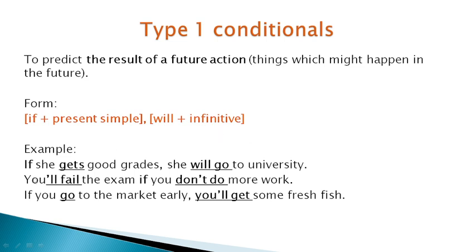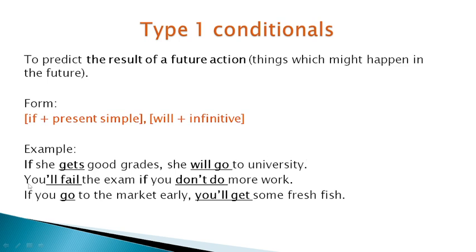For example, if she gets good grades, she will go to university. If she doesn't get good grades, she will not go to university. She feels she will get more marks in higher studies, and then she will go to university. So she has some prediction about the future, so we can use this in the context. If she gets good grades, she will go to university.